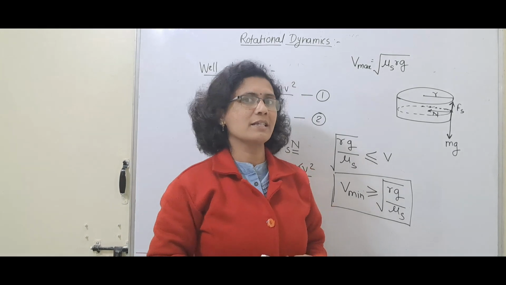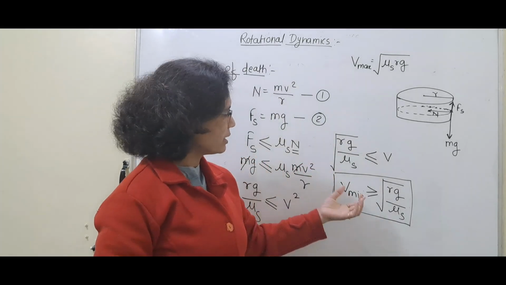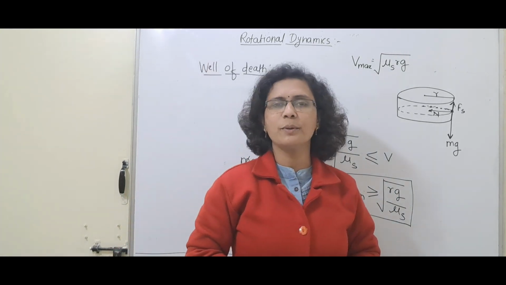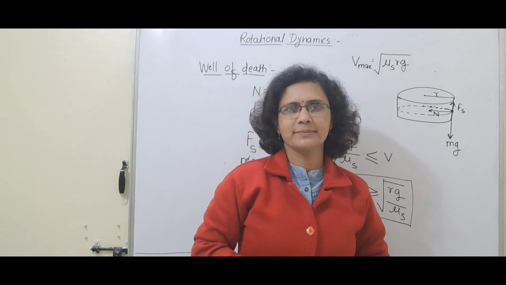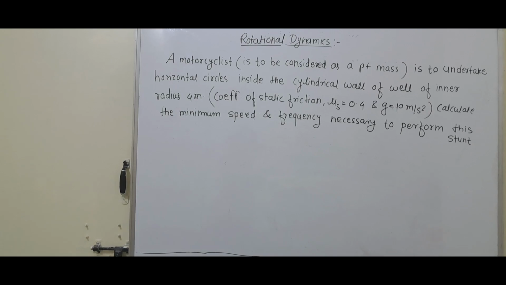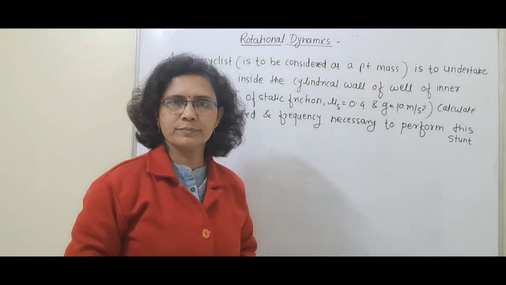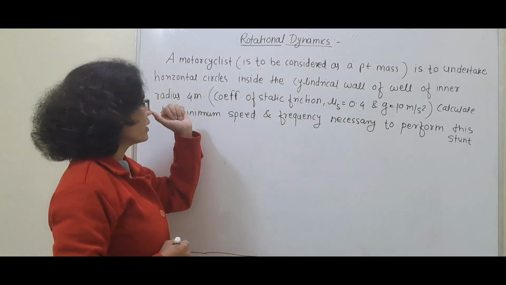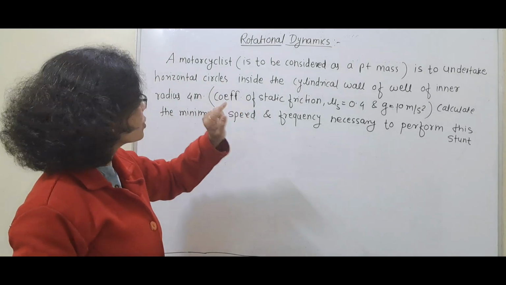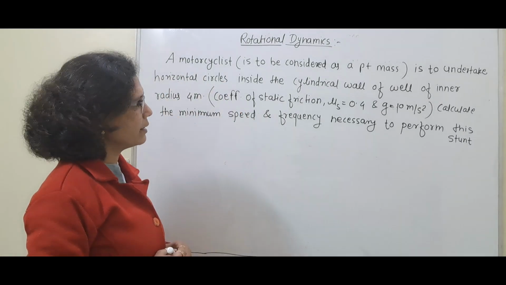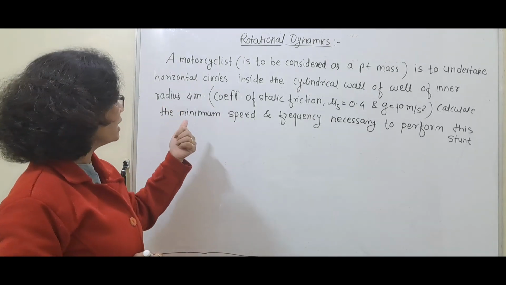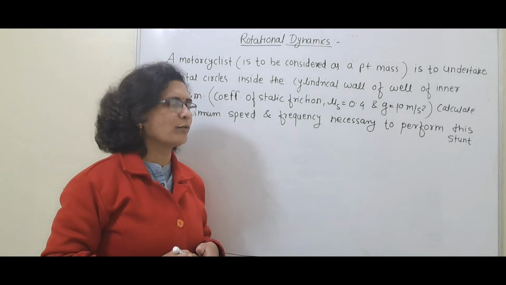Now we will discuss one numerical based on this formula, that is V minimum is greater than or equal to square root of Rg upon mu s. So this is one example based on V minimum. A motorcyclist is to undertake horizontal circles inside the cylindrical wall of a well of inner radius 4 meter. Calculate the minimum speed and the frequency necessary to perform this stunt.